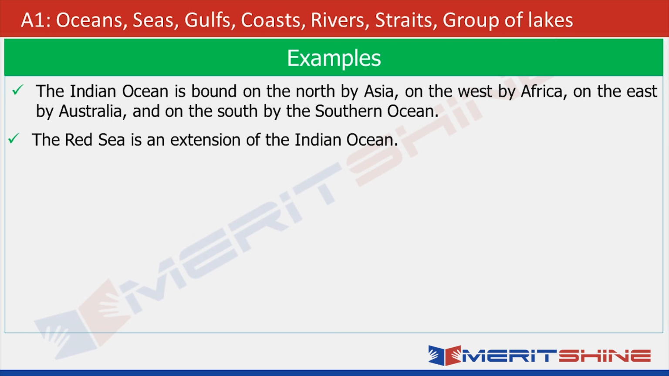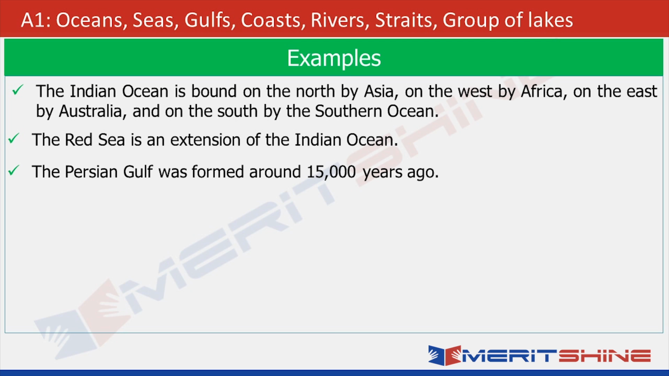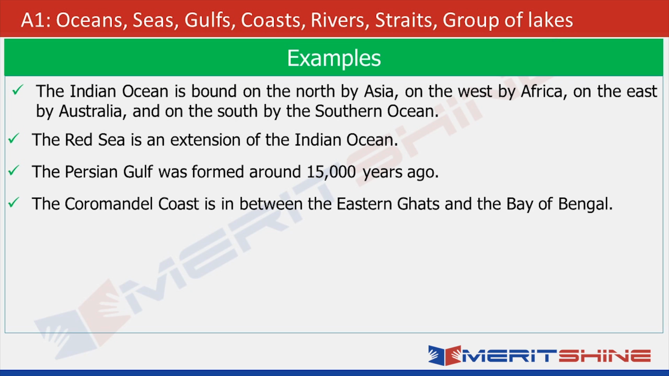The Red Sea is an extension of the Indian Ocean. Here, the Red Sea is the name of a sea and hence will take the article the. The Persian Gulf was formed around 15,000 years ago. Here, Persian Gulf is the name of a gulf and hence will take the article the. The Coromandel coast is in between the Eastern Ghats and the Bay of Bengal. Here, Coromandel coast, being the name of a coast, takes the article the.